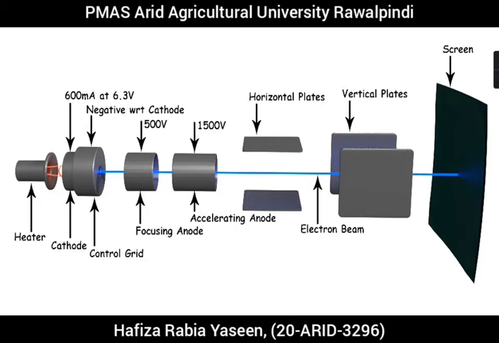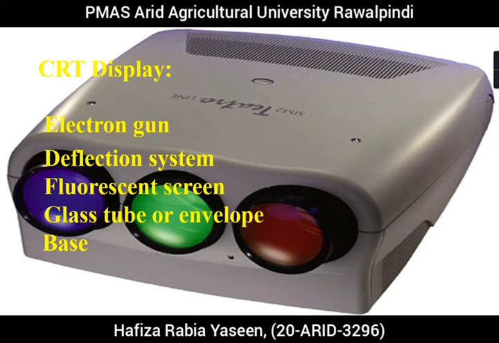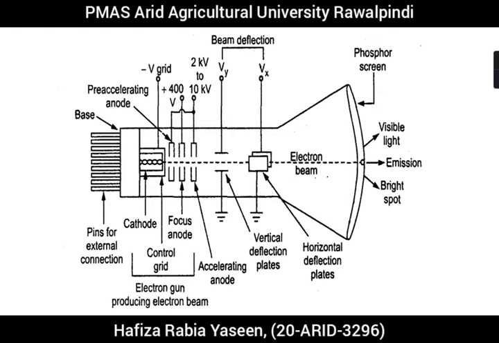Here is a labeled diagram of CRT. You can see here the heater, cathode, control grid, focusing anode, accelerating anode, horizontal plates, and vertical plates. And there is a blue line of electron beam which can be focused on the screen. CRT display. The major parts are the electron gun, deflection system, fluorescent screen, glass tube or envelope, and base. You can see here how the CRT works.